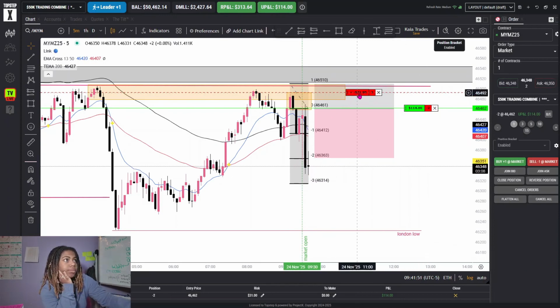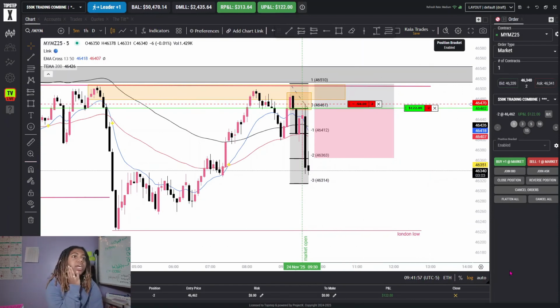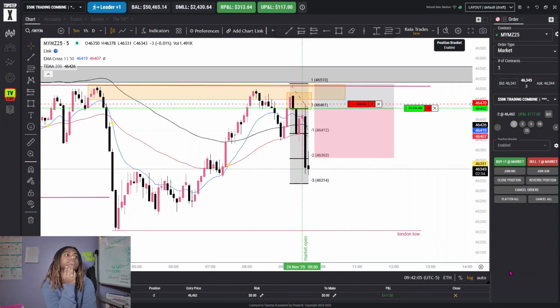Alrighty, gonna move my stop loss to about right here. So we'll max make about $300 on the day. Once we break the lows, I'll move my stop loss way more. Break the London lows. Guys, I'm liking this trade. I really am. Order filled.